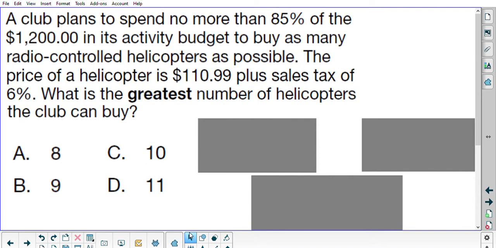Okay, hit pause on the video, do the work, and figure this out on your own, and then hit play when you're ready to see how you did.